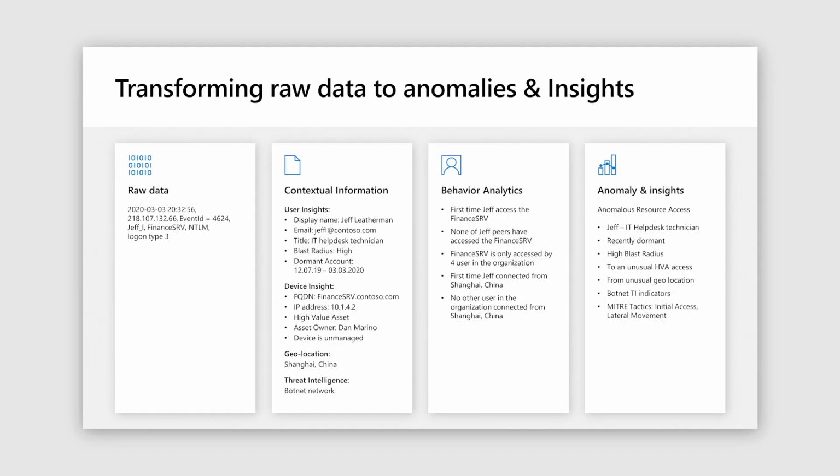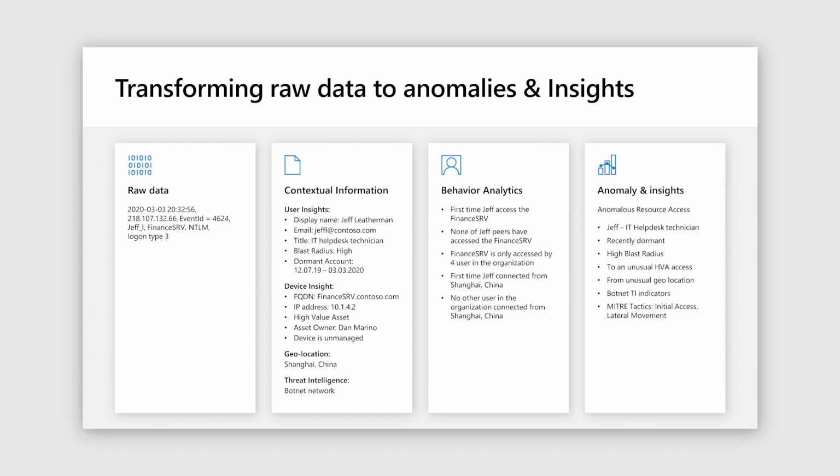Here is what we know from the raw data. Here is an example of a 4624 Windows security event. An account was successfully logged on. The user Jeff_L successfully logged on to the finance SRV. This was a logon type 3, a network logon, from a public IP address on March 3rd, 2020. This is all the information that the analyst can extract from that specific event.